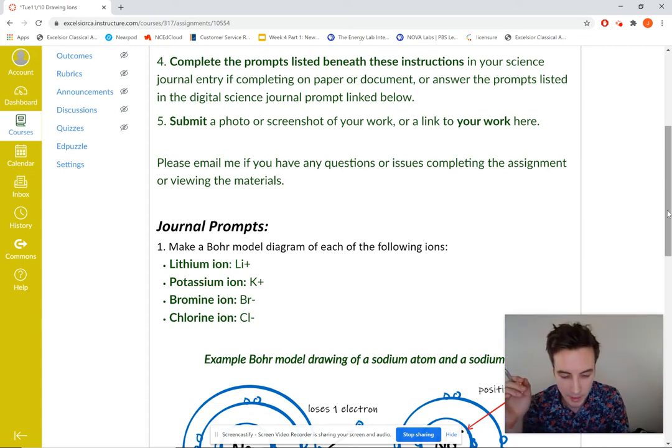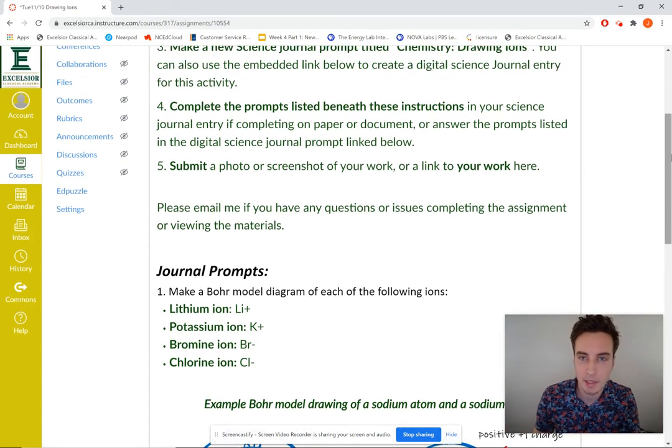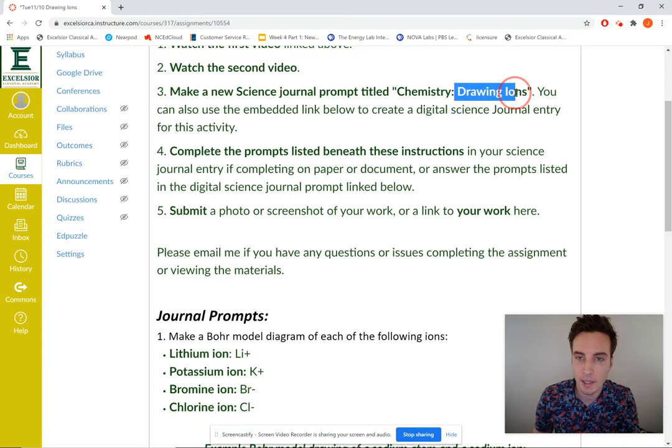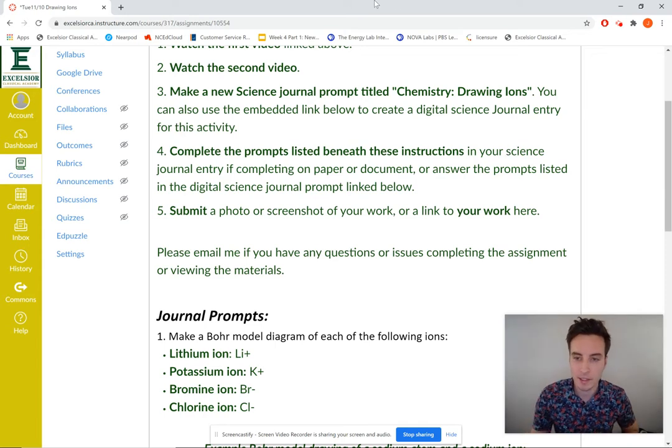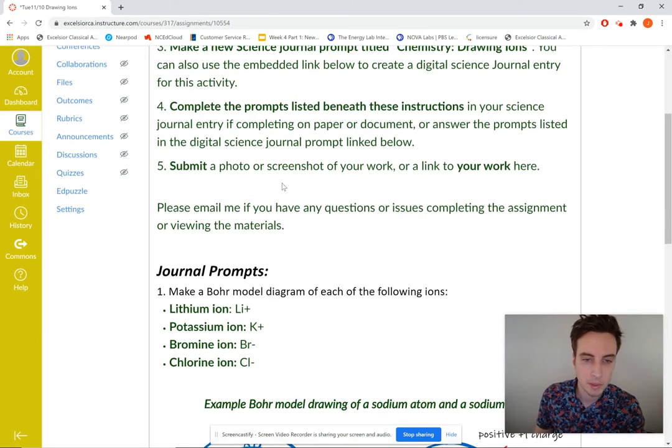Once you've made a science journal prompt, I want you to name it Chemistry Drawing Ions. We're going to be drawing Bohr models of ions instead of atoms. I'll be showing you the difference there and how to do that. And then once you've done that, you can also click on the image below. You're going to work on the prompts.